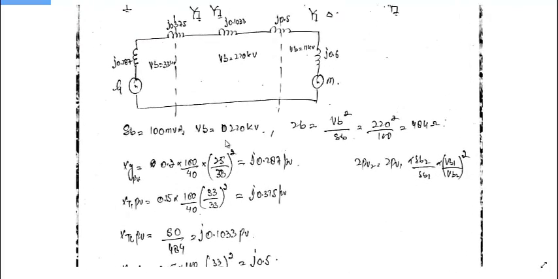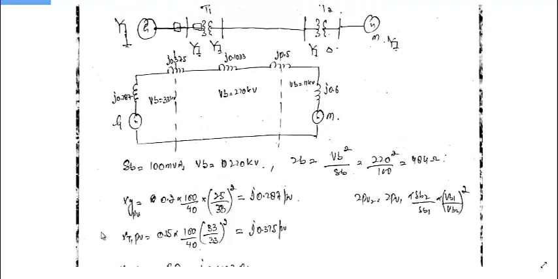Let us zoom it a bit. Similarly, XT1 per unit will be equal to 0.15 into 100 by 40, 33 by 33 square, because its rating is already given for 40 MVA and 33 kV. Here we are not changing the base kV, it remains the same, only as per the base MVA it will change. So it comes out to be 0.375. I have written here like this, j0.375.